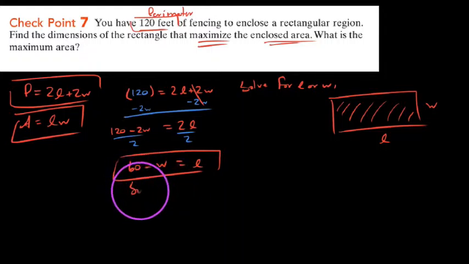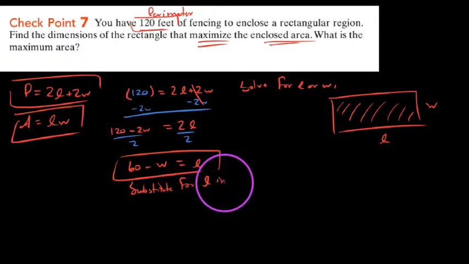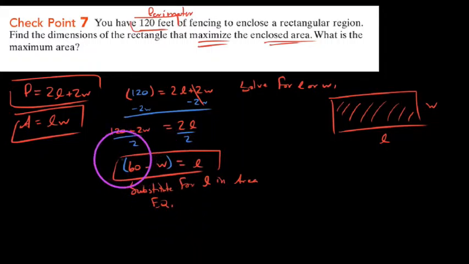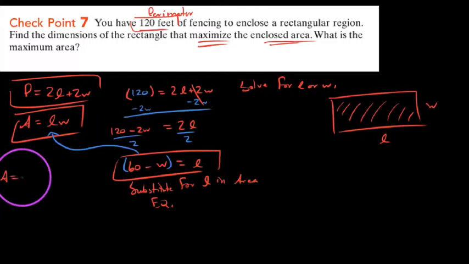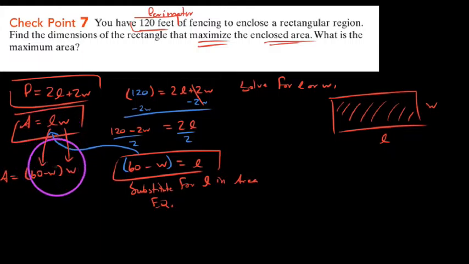So the reason why we've done this here is because we're going to substitute this value for the length in the area equation, the equation that we're trying to find a maximum area for. So substituting this in right here for the length, we get area is now just in terms of 60 minus W times just the width, the W right here. We just substituted in for our L.